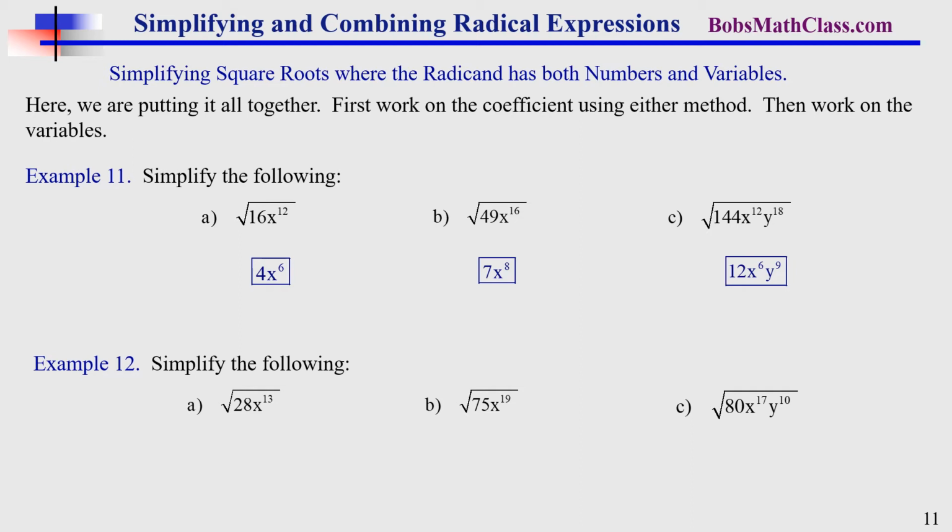Okay, now the 28. Square root of 28, you could use any method. You could do the tree, which gives you 2 times 2 times 7, and then circle the pair of 2's. So a 2 will go in front, and a 7 will stay inside. And then divide 2 into 13. 2 goes into 13 6 times with 1 left over.